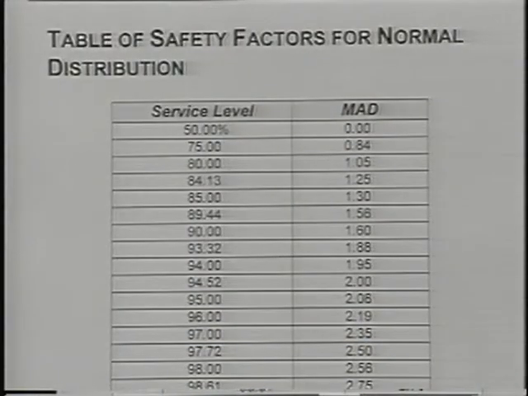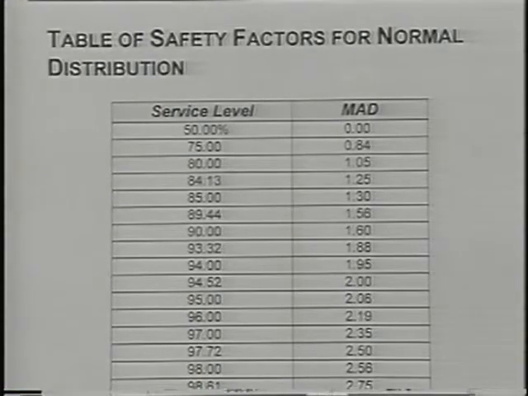And as you'll see from the following page, on page 27, we have a service level safety factor table. This table is for mean absolute deviation. The left-hand column is service level. It goes from 50% on the top all the way down to 99.99% at the bottom. See, it's not at 100%.